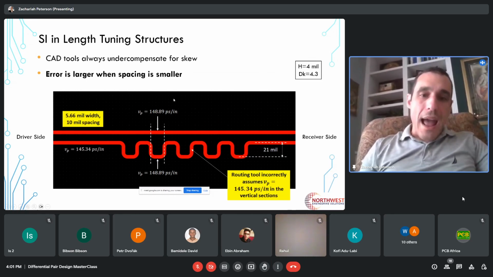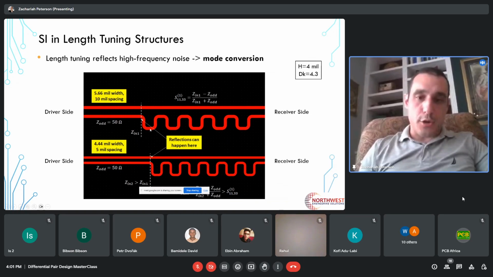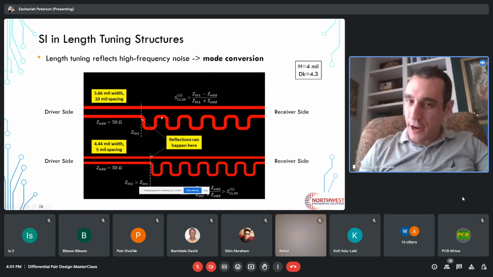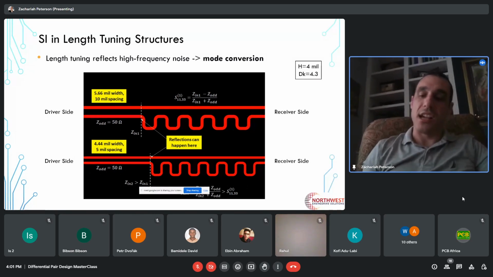Now, what happens to the velocity? Remember, we have different odd mode impedances here in these sections of trace. Each of these sections of trace, just based on its width in this region right here and right here, they all have the same characteristic impedance, but they have different odd mode impedances. And so this gets back to my point: the only impedance that matters is the odd mode impedance.